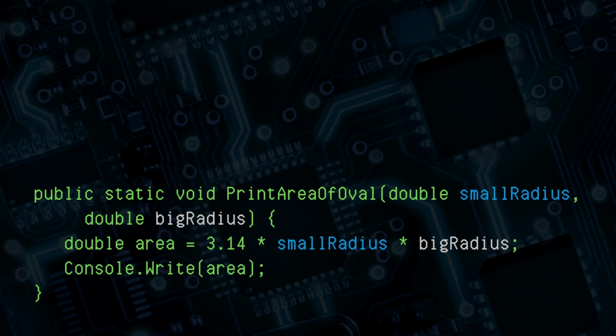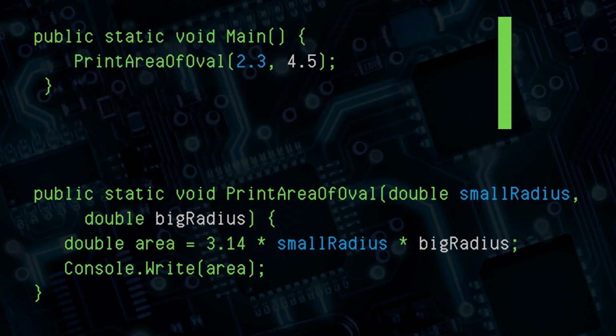If a method needs more than one piece of data, we can have additional parameters. To calculate the area of an oval, we'll need two different radius numbers, the larger one and the smaller one. So this method has two parameters, small radius and big radius. So now I've basically made a rule that says in order to call the print area of oval method, I'll have to provide two numbers. So my method call has two arguments. I've just used numeric literals here, but those can also be variables, of course.